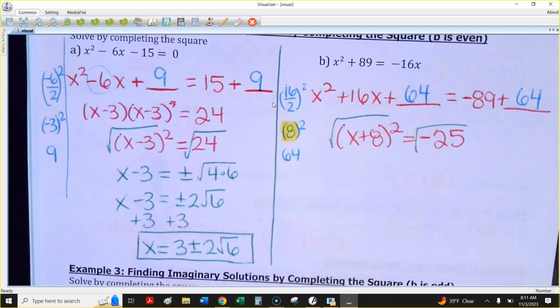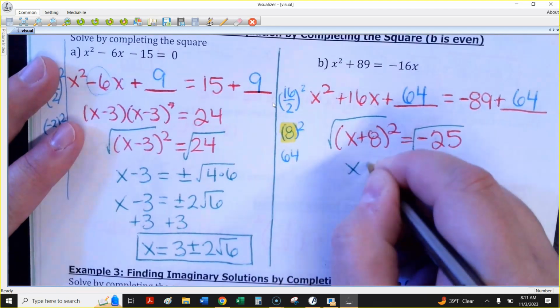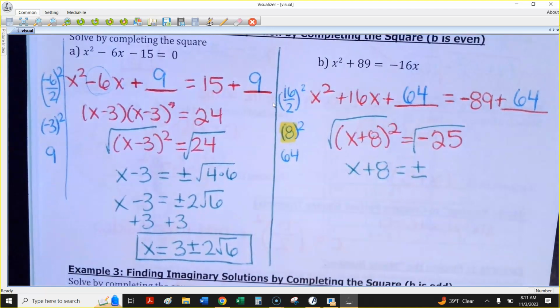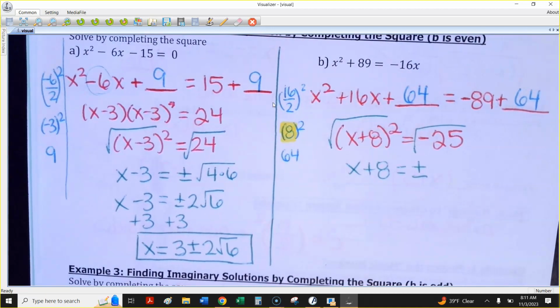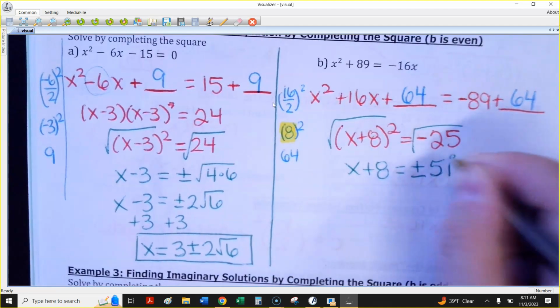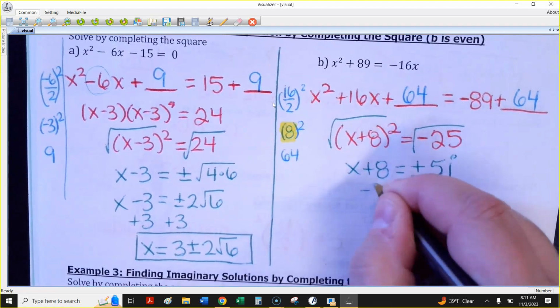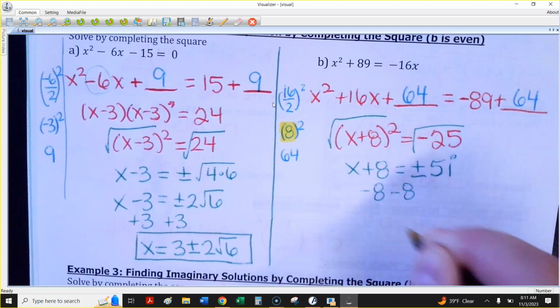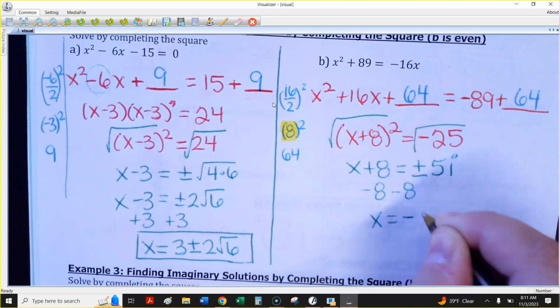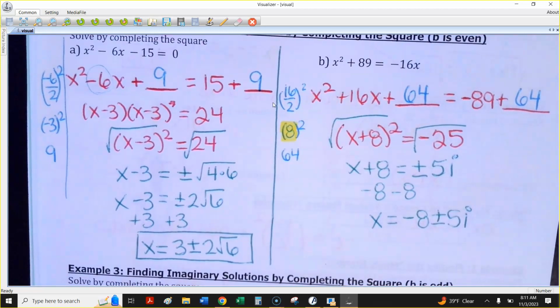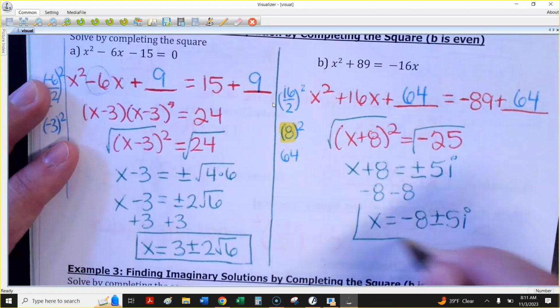So I would end up with x plus 8, and I introduced that square root, so I'm going to put plus or minus. What would you write for the square root of negative 25? There you go. All right. Now, we're not going to be able to simplify anything here, but I got to move this 8 to the other side, so I'm going to subtract it. So my two answers, I'm going to have negative 8 plus or minus 5i. Just can't do anything more there. That's going to be my answer.